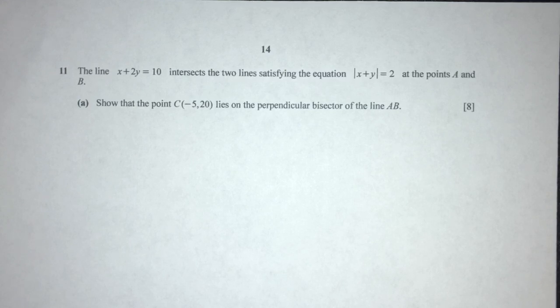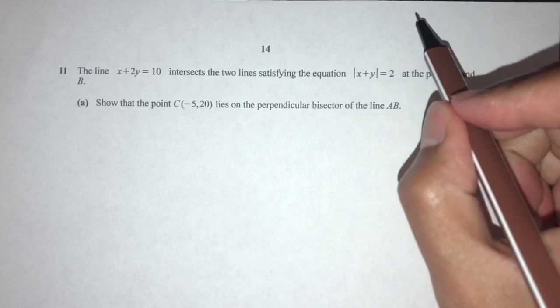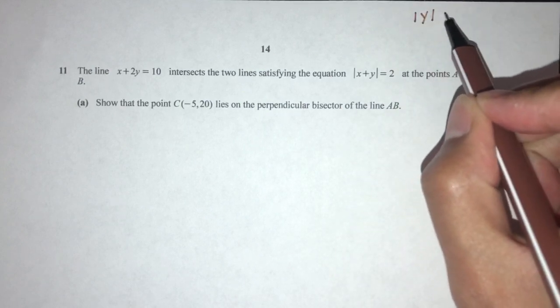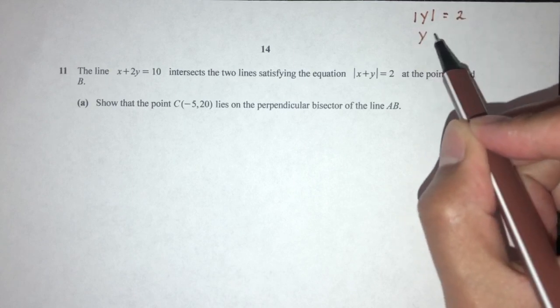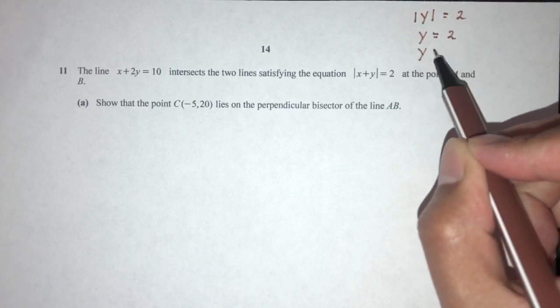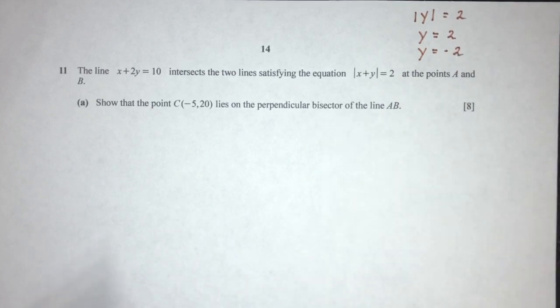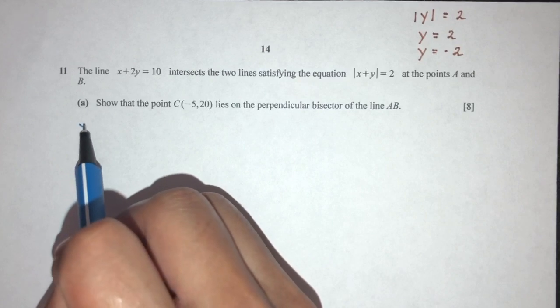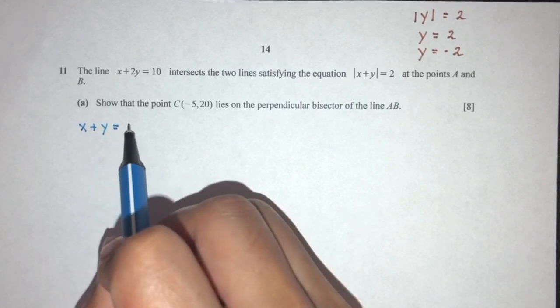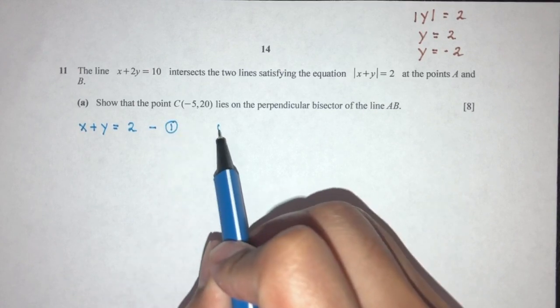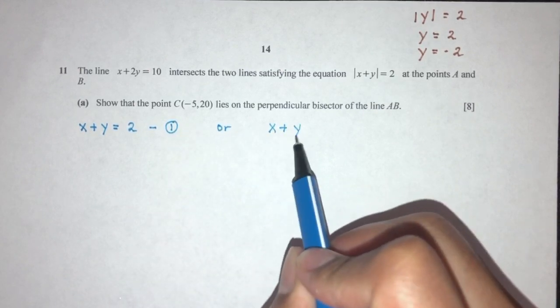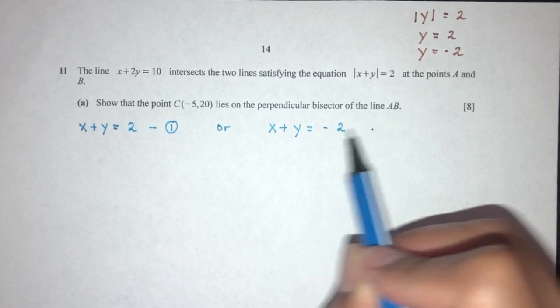The line x plus 2y is equal to 10 intersects two lines satisfying this equation. We have to understand what this actually means. For example, when you have modulus of y equal to 2, it can mean y is equal to 2, or it can mean y is equal to minus 2. That's the meaning behind this, why we have two equations. It means that the first equation can be x plus y is equal to 2, or it can also mean x plus y is equal to minus 2 for the second equation.